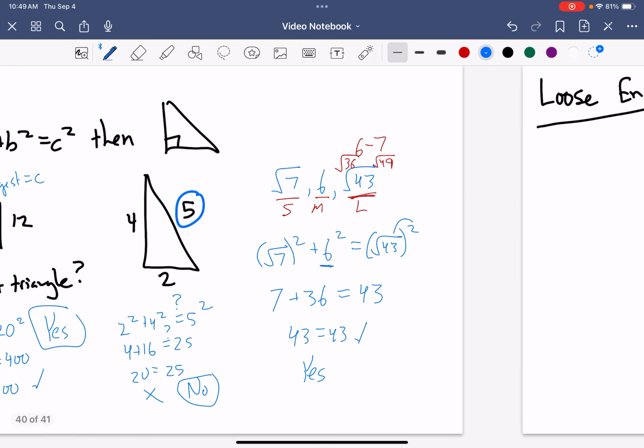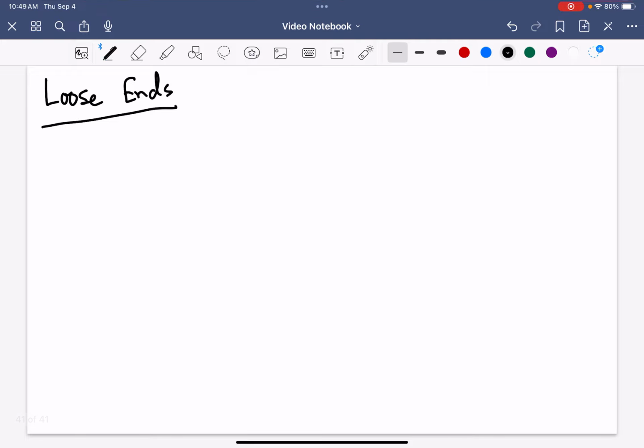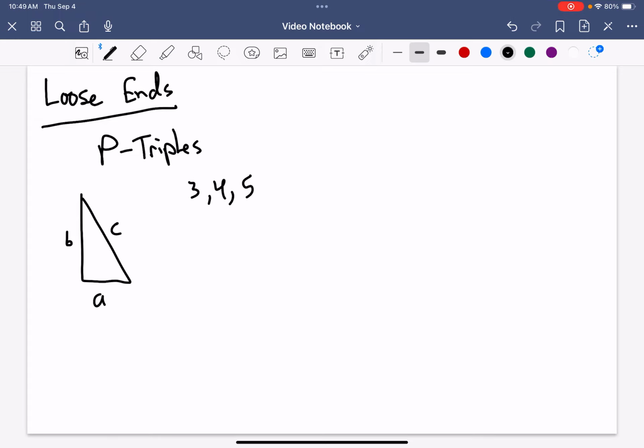The last thing I want to talk about are just a couple of loose ends, and it's what we would call Pythagorean triples, or I just simplify and call them P triples. These are numbers that are known to work. I highly recommend that you commit these to memory and think of them all being on a triangle like this. 3, 4, 5. If 3 and 4 are your legs, and this is your hypotenuse, 5, that will work as a right triangle. And so that means you can cut some corners. You don't need to square everything and solve. You just know it's going to be 3, 4, and 5.